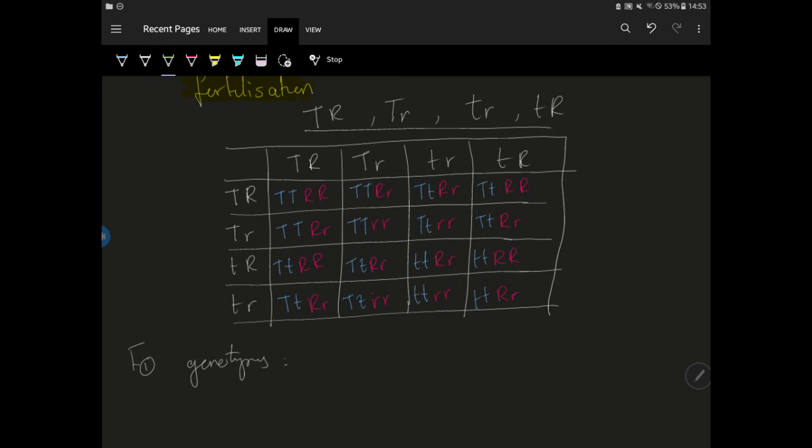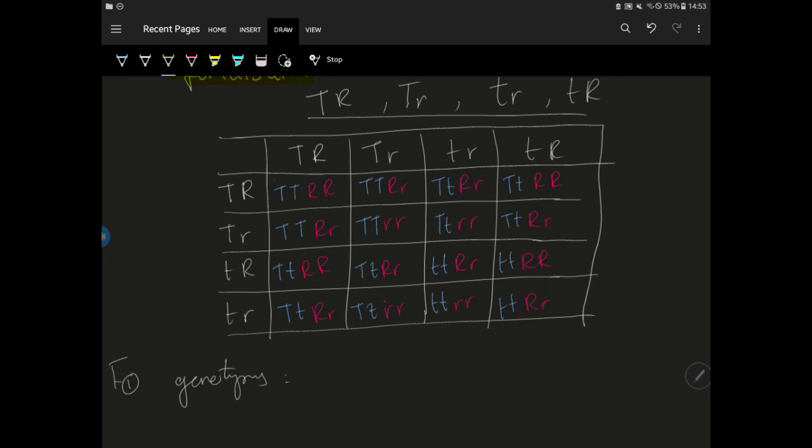Okay, so tall and red means big T and big R. This is going to be tall and red. This is going to be tall and red. This is going to be tall and red, and this is going to be tall and red. This is also going to be tall and red. This is going to be tall but white, so we leave that out. This is going to be tall and red. This is going to be tall but white, so we leave it out.